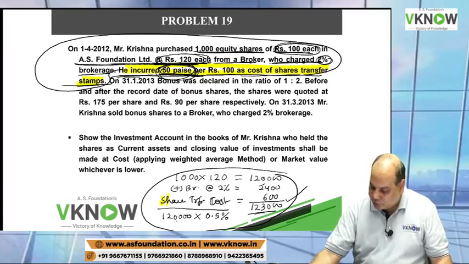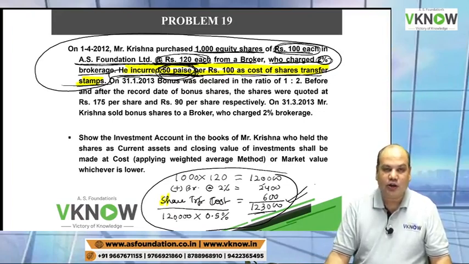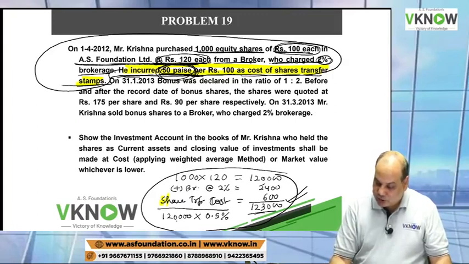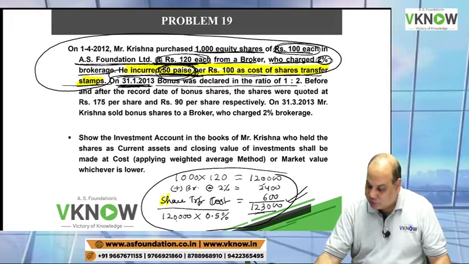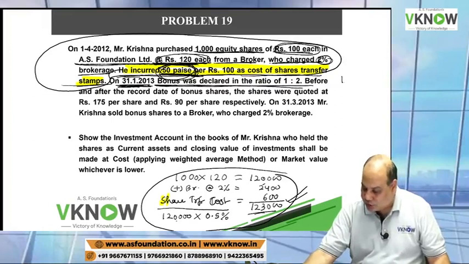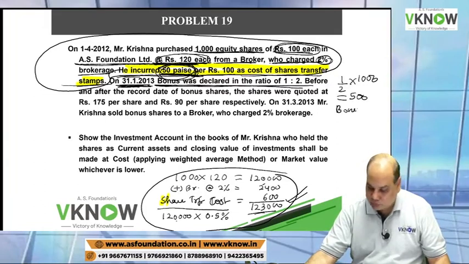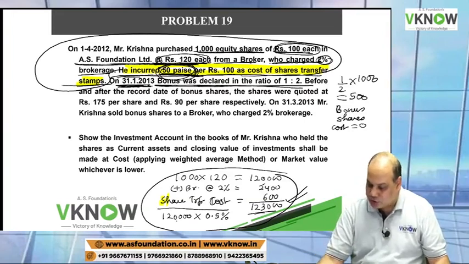So first you will have to calculate the cost of buying the shares, 1,23,000. Then on 31st January 2013, bonus was declared in the ratio of 1:2. Bonus shares in the ratio of 1:2 means 500 bonus shares will be received. And all of you know the cost of bonus share is 0.